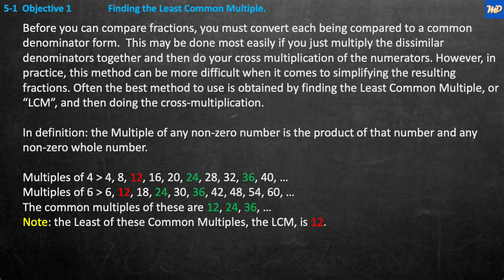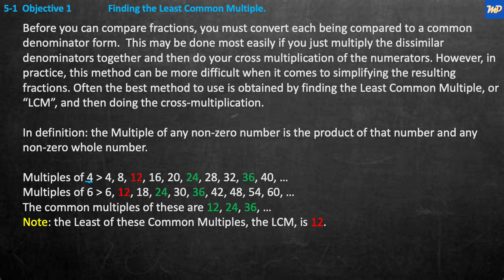the cross multiplication. In definition, the multiple of any non-zero number is the product of that number and any non-zero whole number. For example, let's look at a few here. Multiples of 4. Right here is the 4. Multiples of 4: 4, 8, 12, 16, 20, 24, 28, 32, 36, 40. All multiples of 4. How about multiples of 6? 6, 12, 18, 24, 30, and so on.